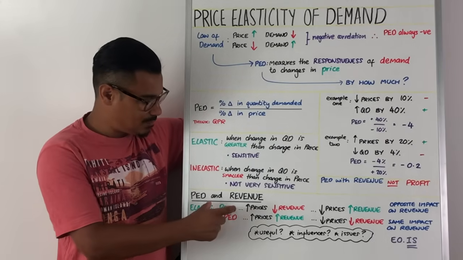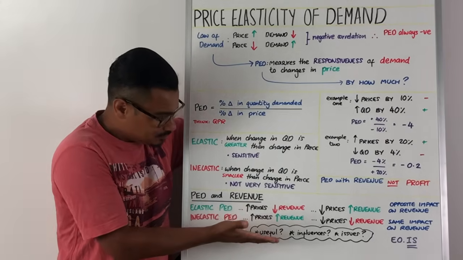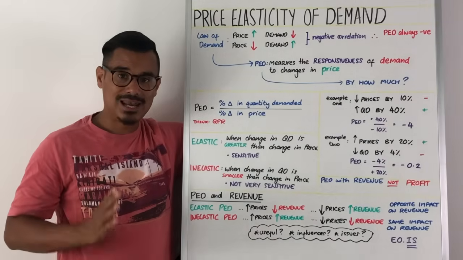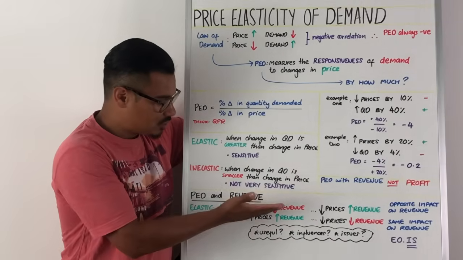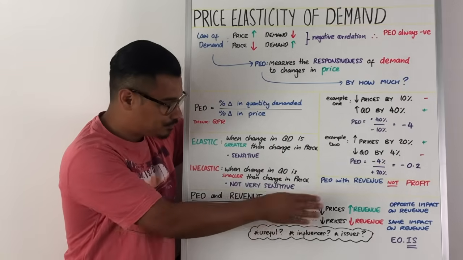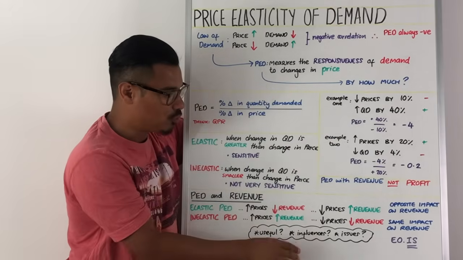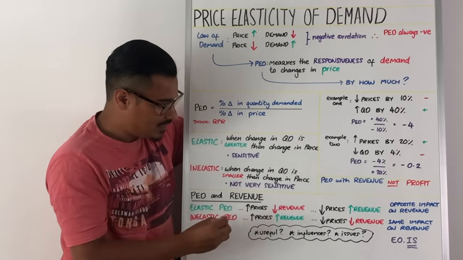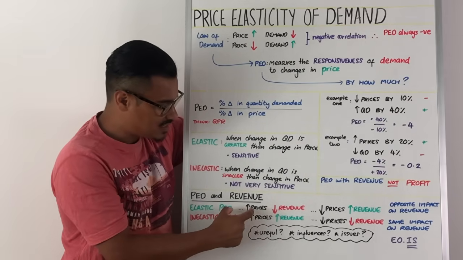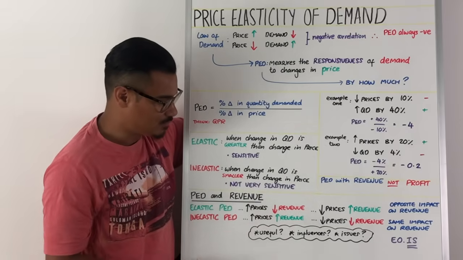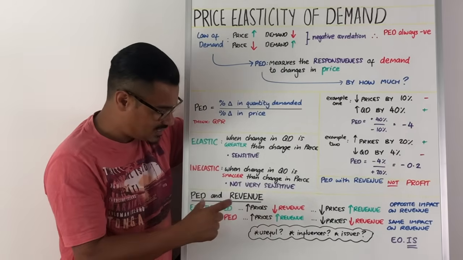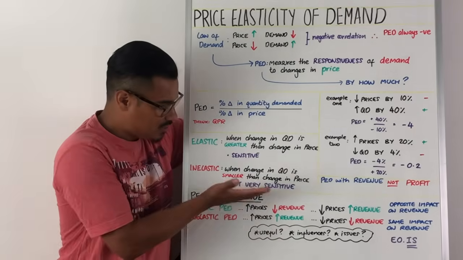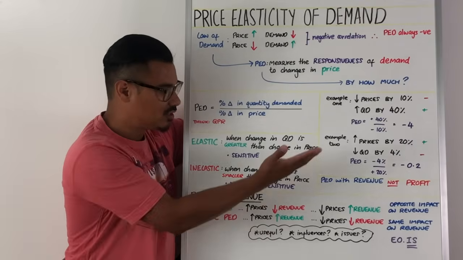If you have an elastic PD, and you increase your prices, then revenue will fall. And if you reduce your prices, revenue will increase. So clearly, the change in prices and the change in revenue are opposite. When you have elastic demand, whatever you do to prices, the opposite will happen to revenue. Increase prices, revenue will fall. Reduce prices, revenue will increase.